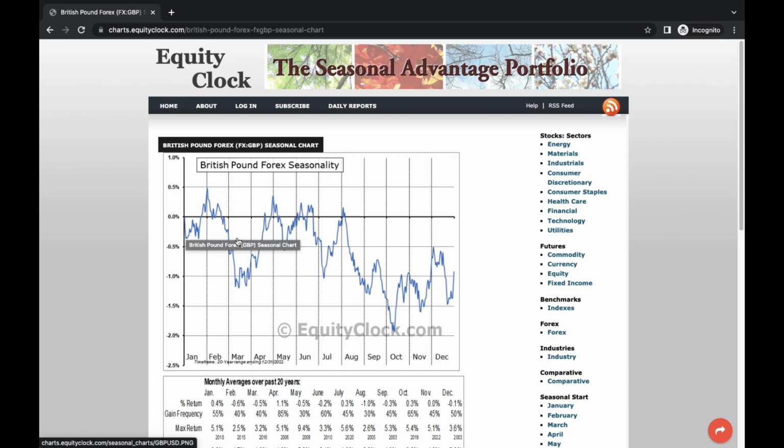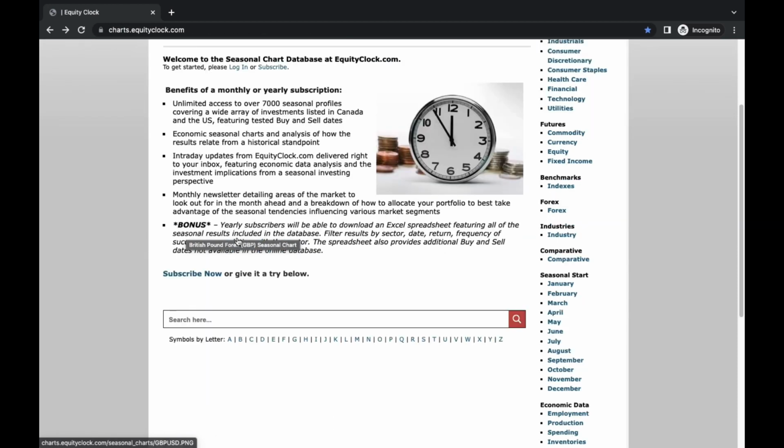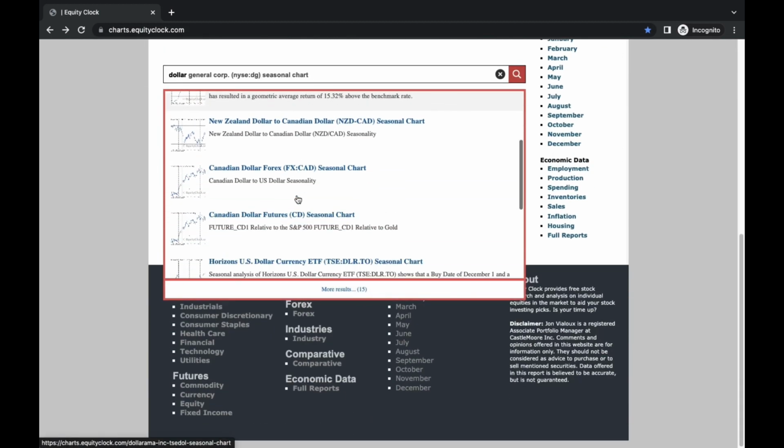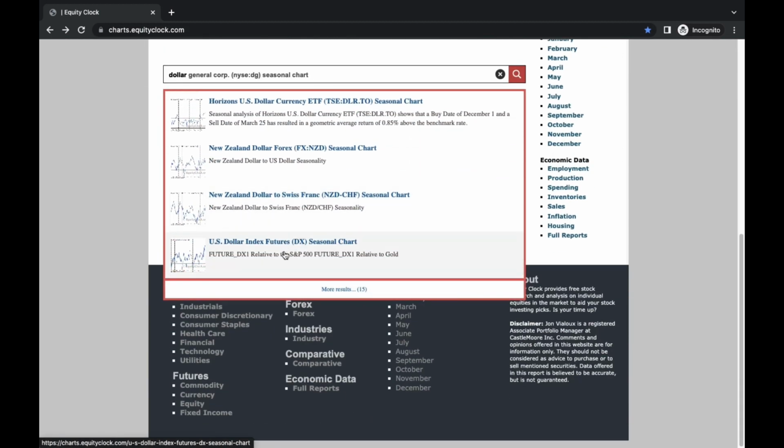Now, what I like to do is look at the counterparty. I'm looking at DXY as well. So we'll go back. We're going to go look for the dollar index, if I could find it. Sometimes I have trouble finding it. Dollar.